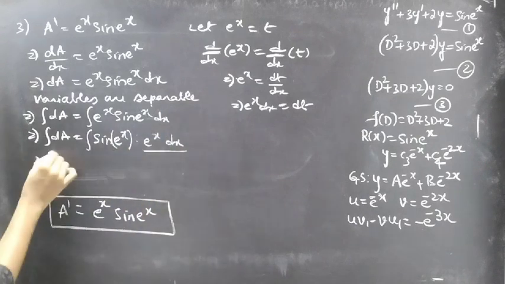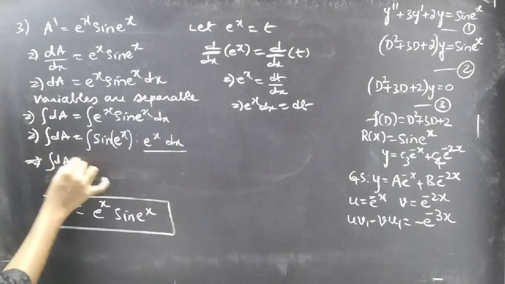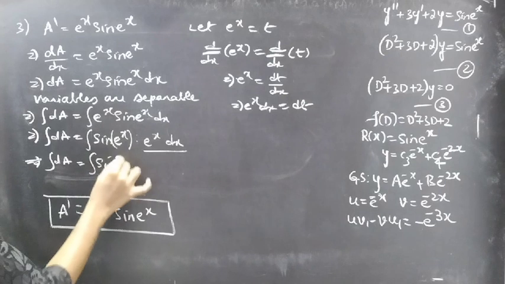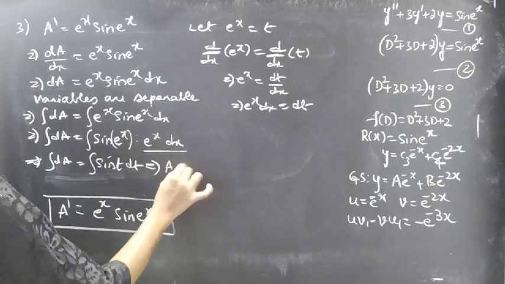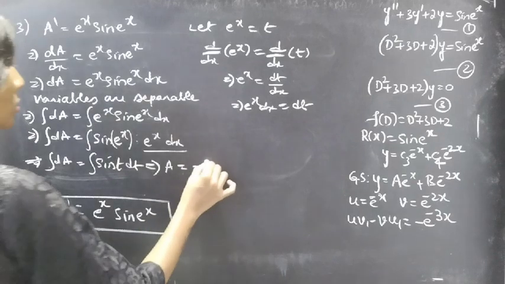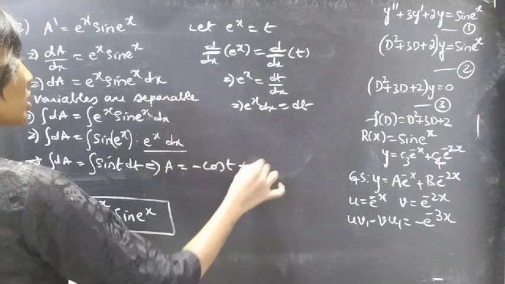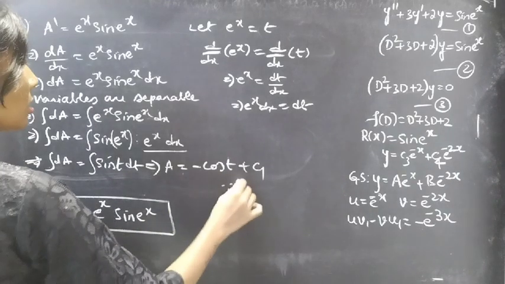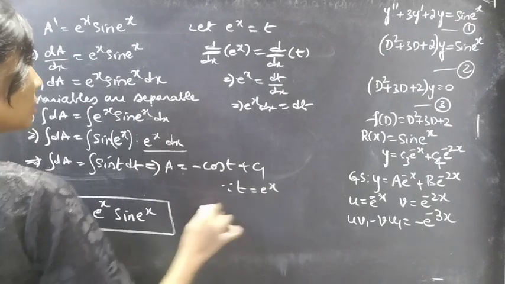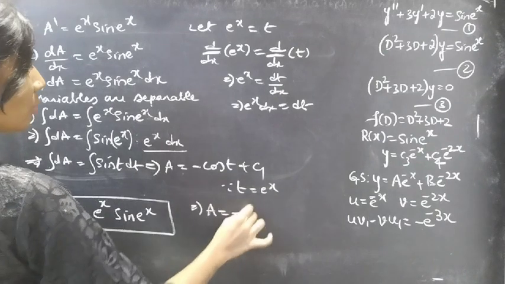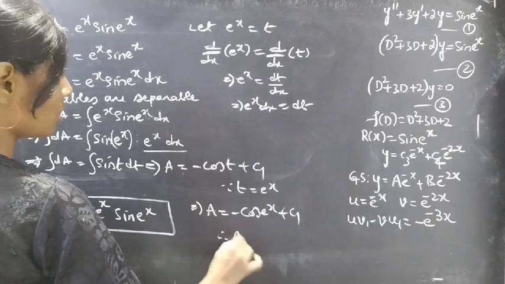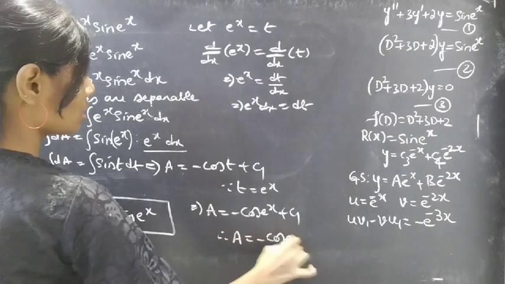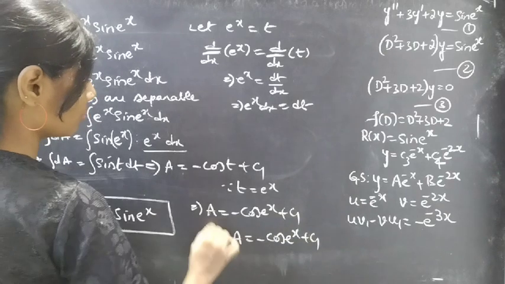Then we'll get integral dA equal to integral sine t into dt. From this we'll get integral dA equal to integral sine t dt, which is minus cos t plus an integration constant, say c1. Since t equals e power x, we'll get a equals minus cos e power x plus c1. Therefore a equals minus cos e power x plus c1.